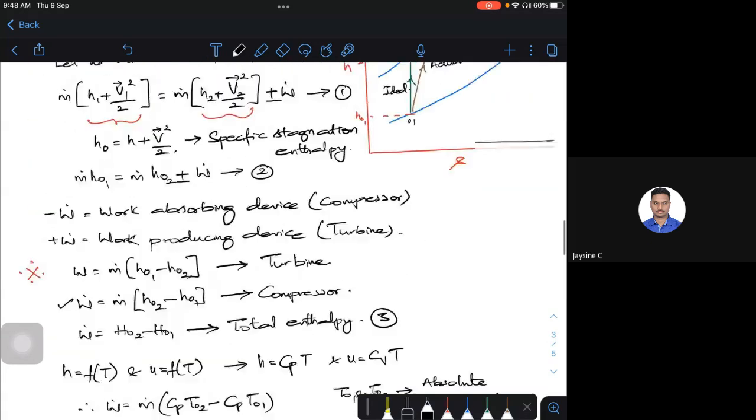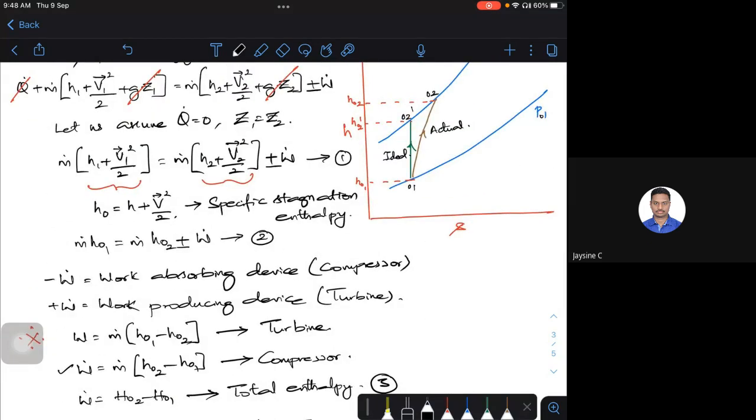Come back to this particular. Maybe instead of HS diagram, if I consider the TS diagram, consider the process 01 to 02 dash. So I can write T2 by T1 is equal to P2 by P1 whole to the power of gamma minus 1 by gamma. That's from the thermodynamics. So instead of static temperature, if I write it in terms of stagnation temperature, this will become T02 dash by T01 is equal to P02 dash by P01 whole to the power of gamma minus 1 by gamma.